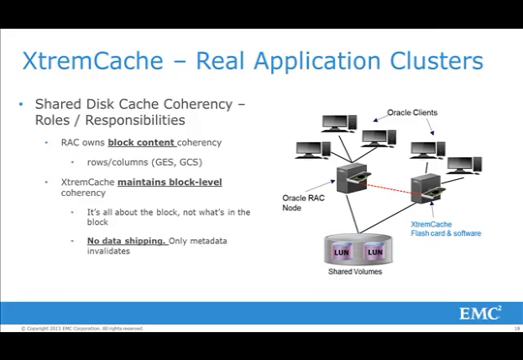And because of that, there's no data shipping. XtremCache only uses metadata invalidation operations across the cluster to maintain coherency. And at that rate, the coherency overhead is outside database transaction scope. That's because it doesn't involve redo. Not only that, I've already spoken a bit about the fact that it's database writer writes or foreground direct path writes that cause invalidations.